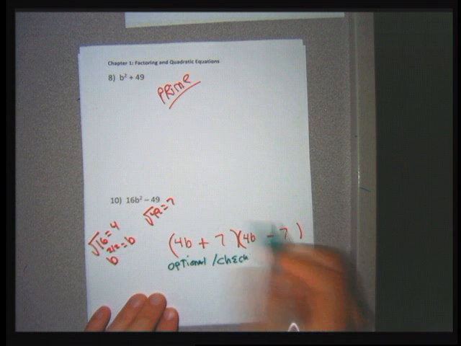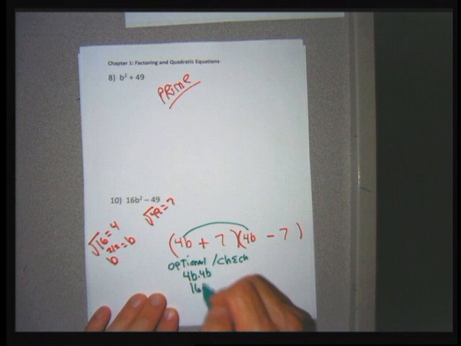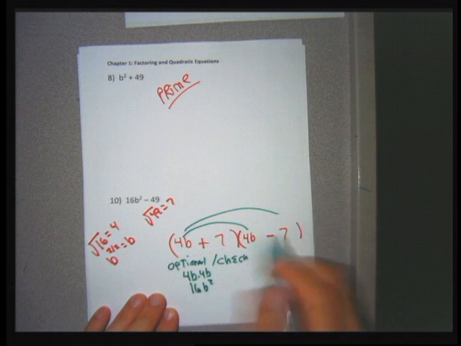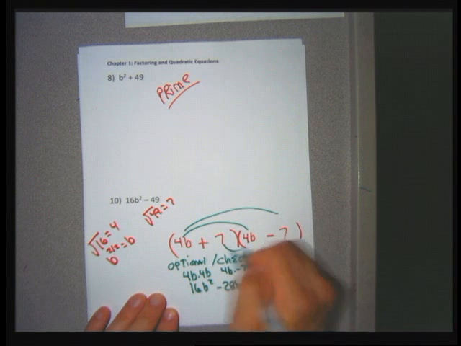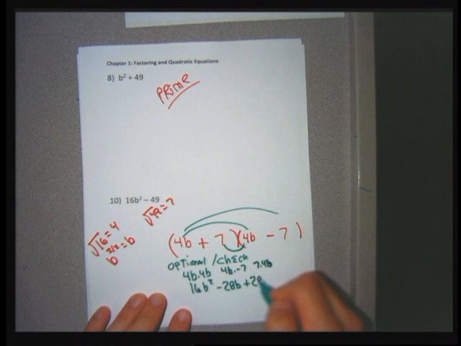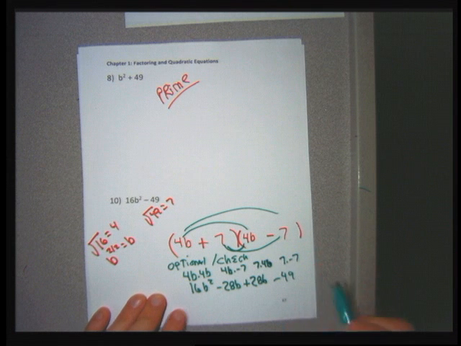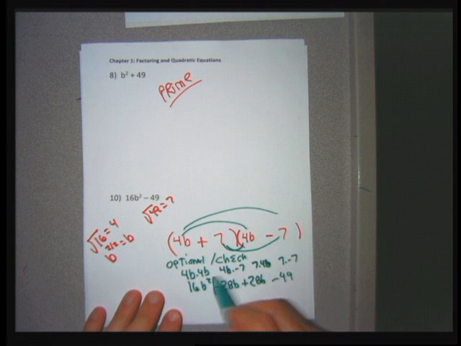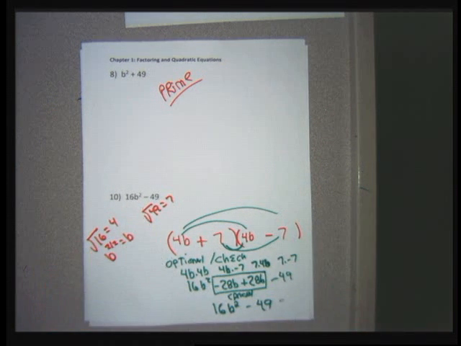To check, you'd FOIL. Firsts are 4b times 4b, which is 16b squared. Outers are 4b times minus 7, which is minus 28b. Inners are 7 times 4b, which is a positive 28b. Lasts are 7 times minus 7, which is minus 49. And always, when I'm checking differences of squares, if I do the full out FOILing, the outers and the inners cancel. You're just left with the firsts and the lasts. And that's equal to the original problem, so I know my answer is right.